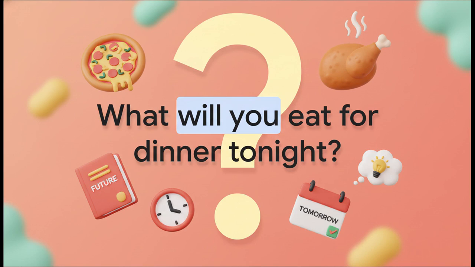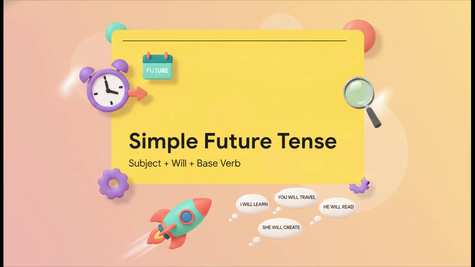I am so happy you're here with us because today you are going to learn the absolute easiest way to talk about the future in English. Okay, let's dive right in. To talk about the future, we use something called the simple future tense.